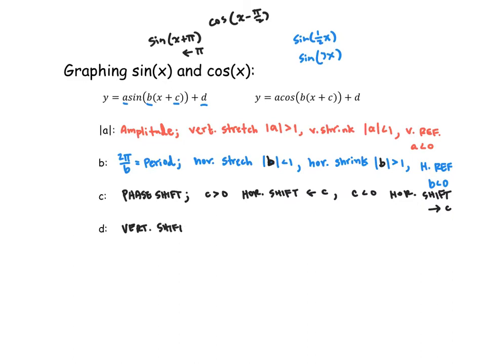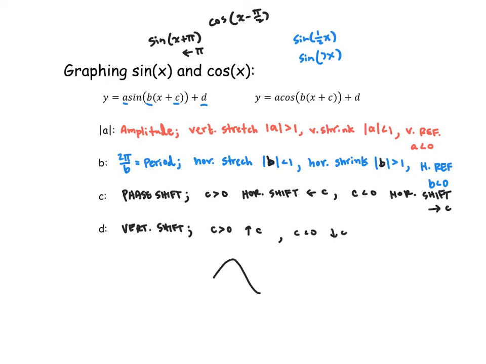There is no special name for it, although it does form the midline of the function, which we can visualize here in a minute. But vertical shift is if C is greater than 0, we're going up C units. If C is less than 0, we're going down C units.